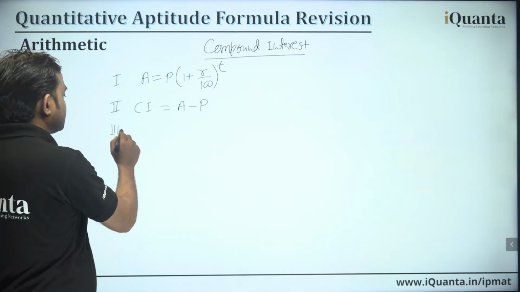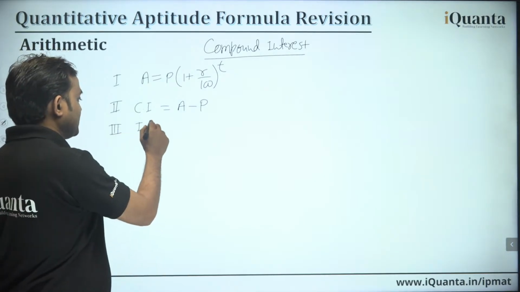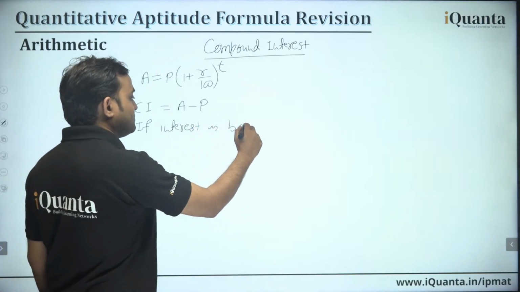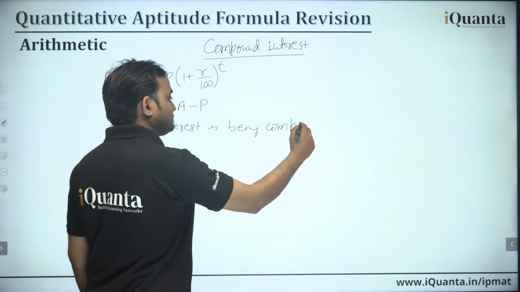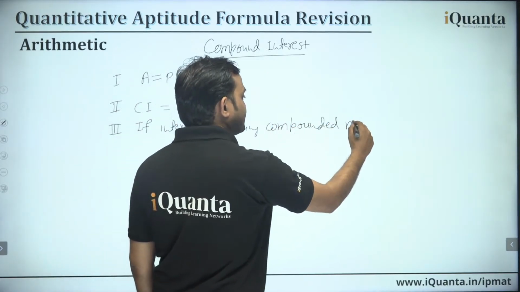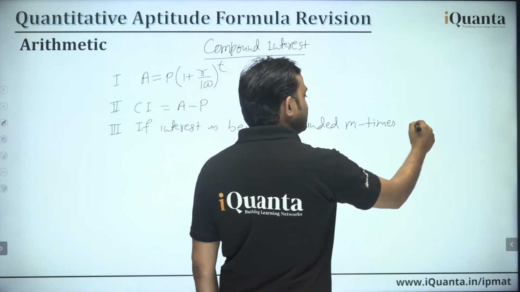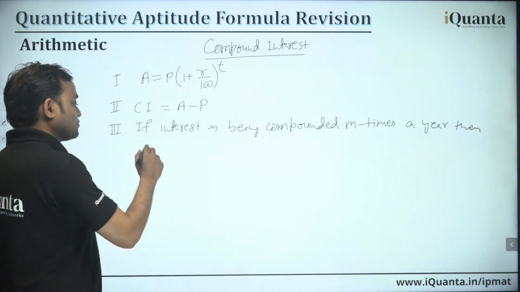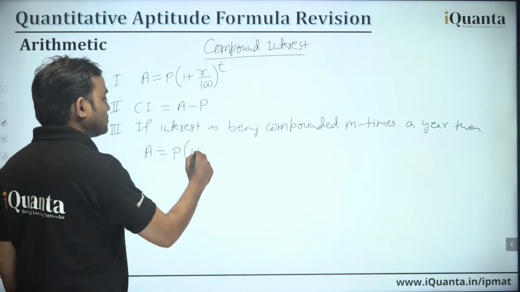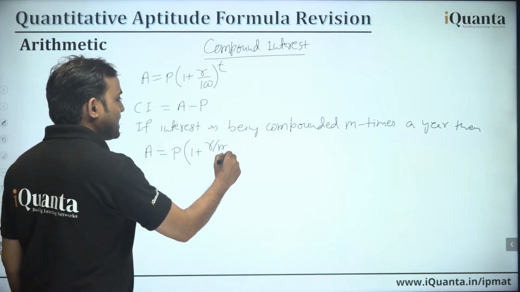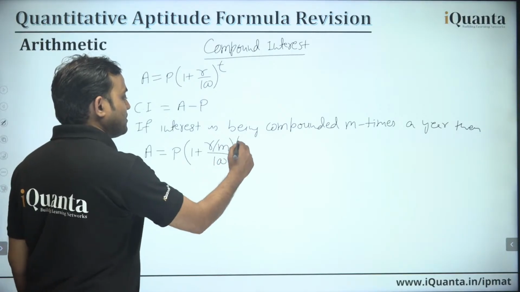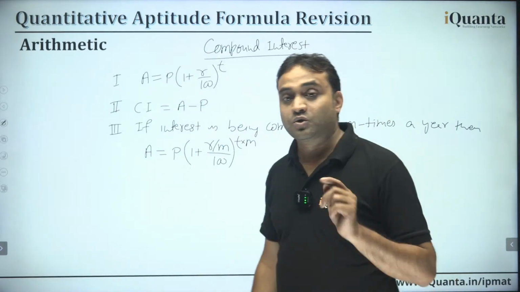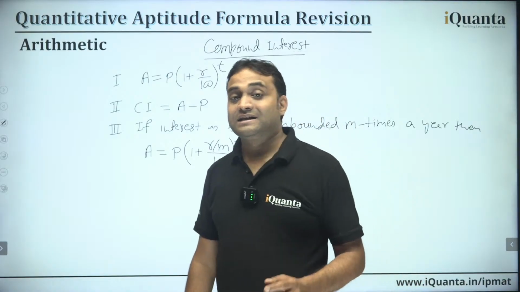Then comes that if interest is being compounded m times a year, then what will be the formula to find out the total amount? Amount will be equal to P into (1 plus R by M divided by 100) to the power T into M. If interest is being compounded half yearly, then M will be equal to 2. If interest is being compounded quarterly, then M will be equal to 4.